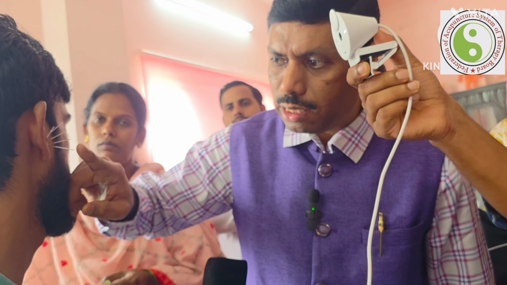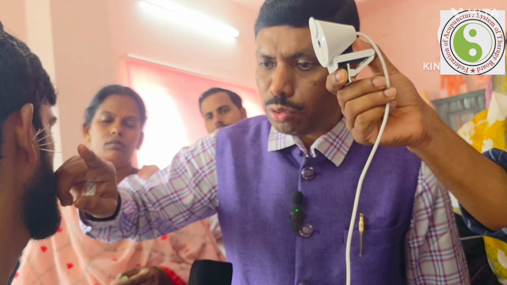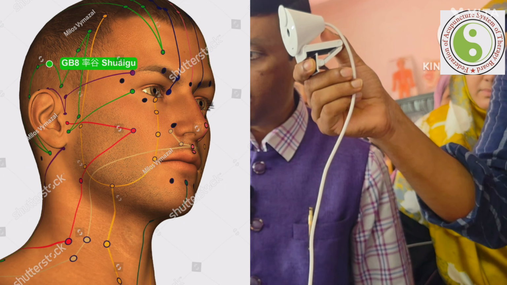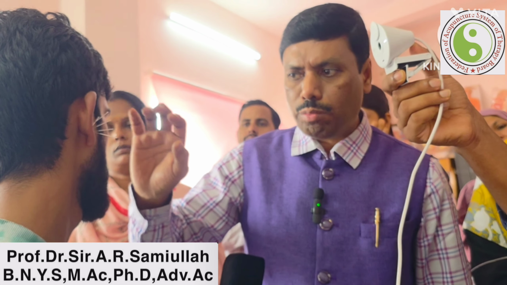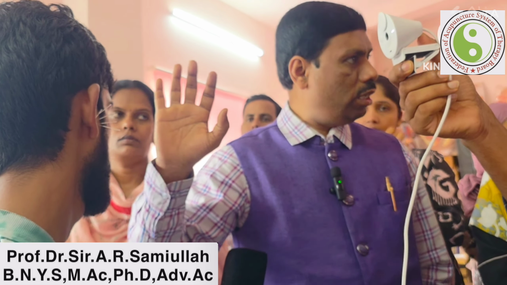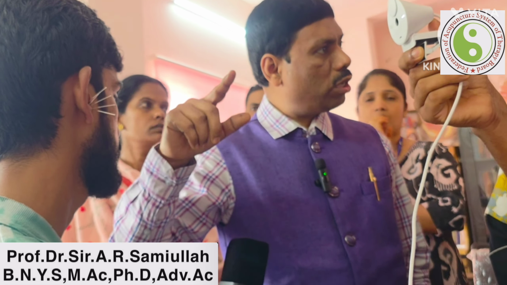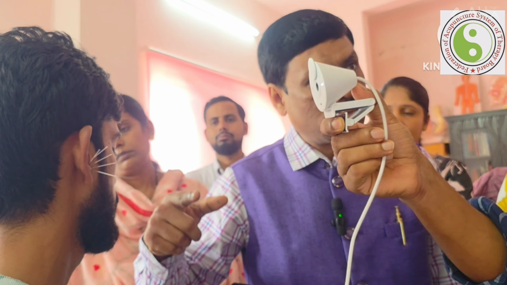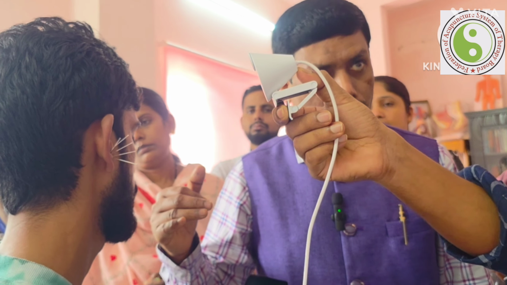Then further we can see the points called Shuaigu, that is the temporal region, GB8 region, inside and outside. This is the right side of the temporal lobe, and the inside is the other side of the temporal lobe. So in this way all the brain related problems can be treatable. Does anyone have any doubts? Because the auditory function takes place, and the limbic system takes place, by the temporal lobe, right?